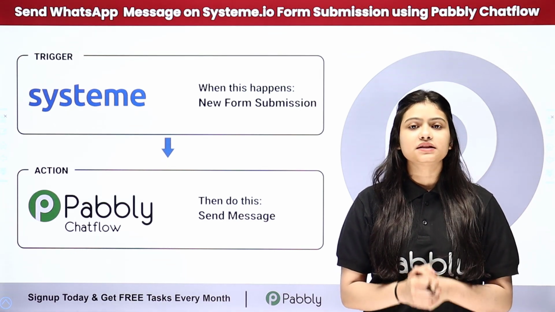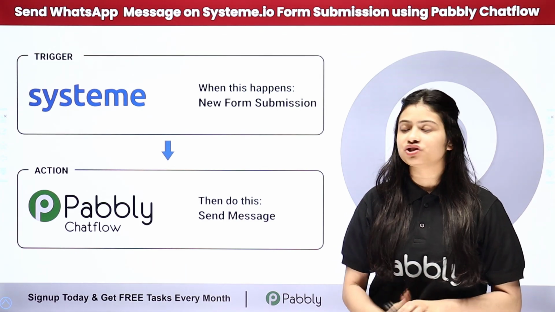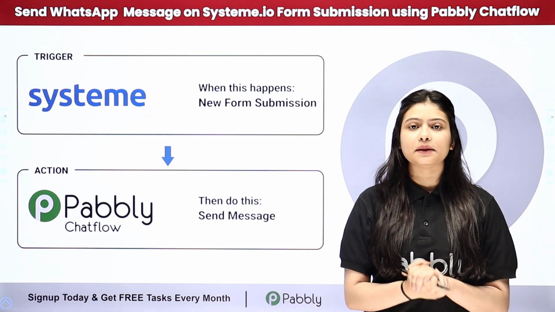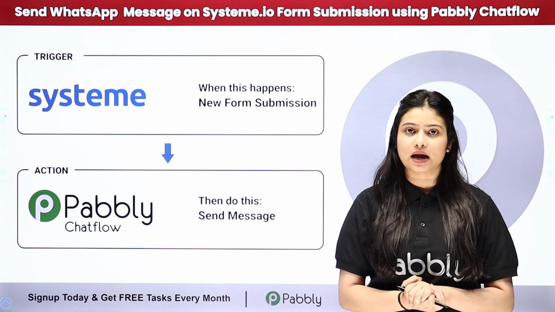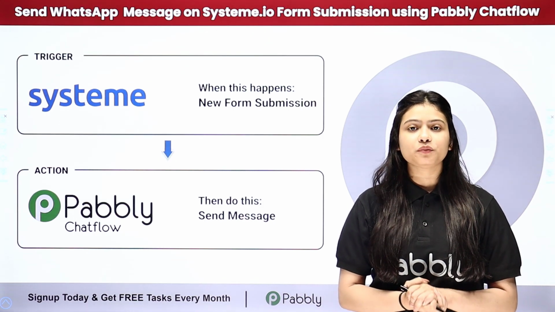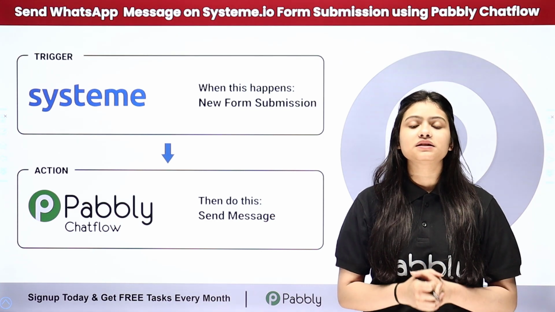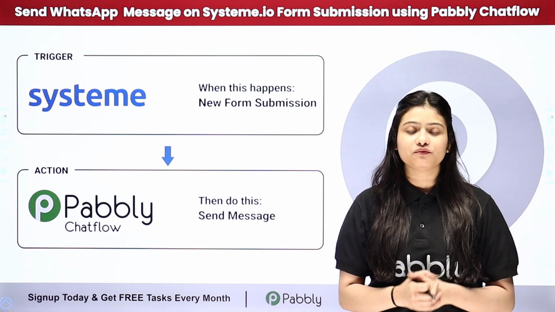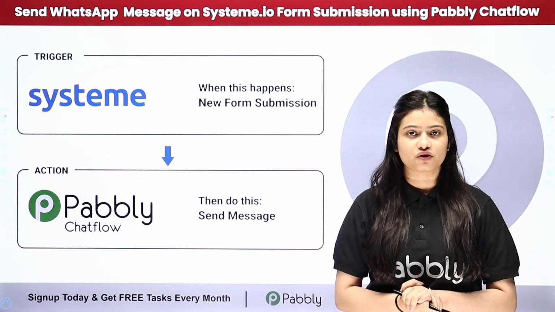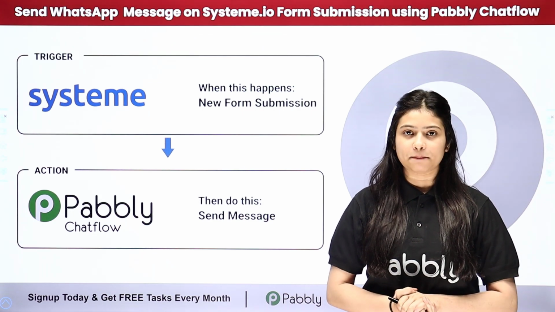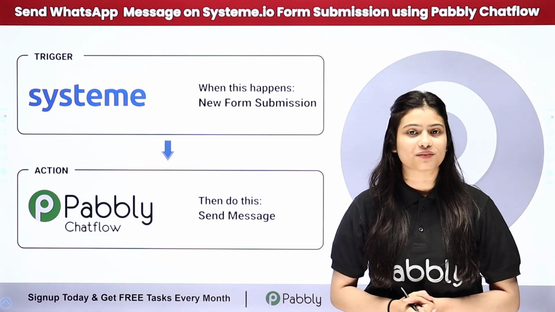Now, to automate this entire process, I will have to set up the connection between systema.io and Pabbly Chatflow, by using which I want to send template messages automatically on WhatsApp. Now here, for creating this automation, we are not going to use any kind of coding and programming skills. We will be setting up this connection with the help of Pabbly Connect, which is an amazing automation and integration software. Now for your business, if you also want to learn this amazing automation step by step, for that you have to come towards my screen.